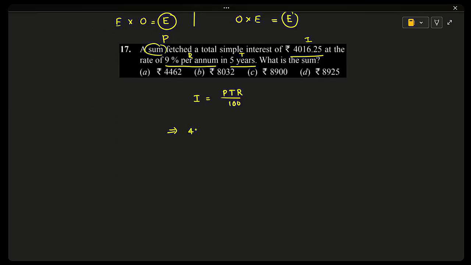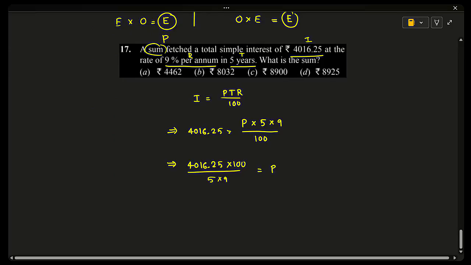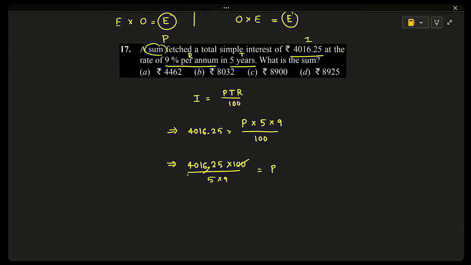So I is 4016.25 and the principal we have to find. So let's substitute P only, and T is 5 years. Rate of interest is 9% per annum. So from this transpose and get the value of P. I'm transposing all these terms. Numerator will go to denominator, denominator will go to numerator. So 4016.25 multiplied by 100 divided by 5 and 9 will come to the denominator, that is equal to P. So two zeros and two decimal places, the decimal point we can cancel. So it is no longer a decimal number. 4016.25 became 401625. Now we can simplify this to get the answer.